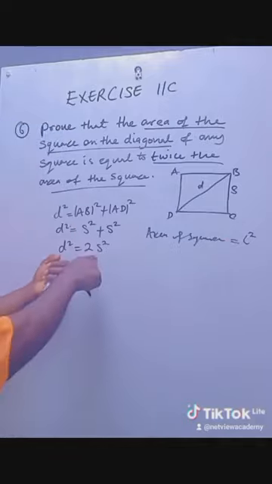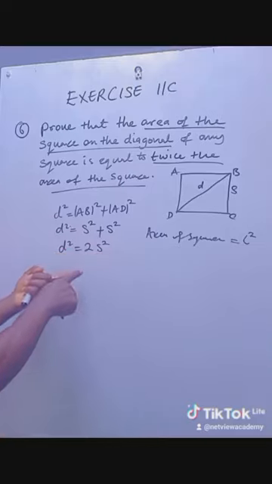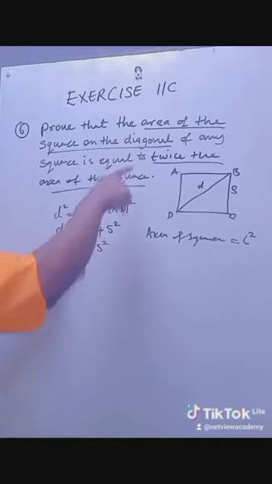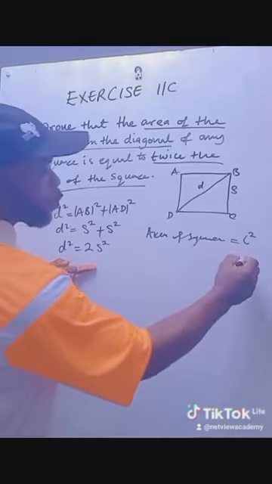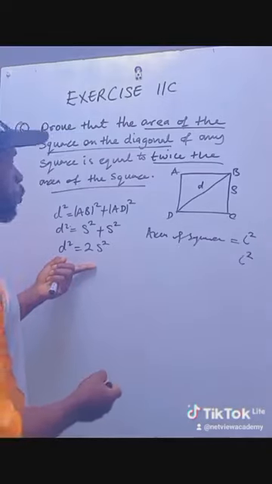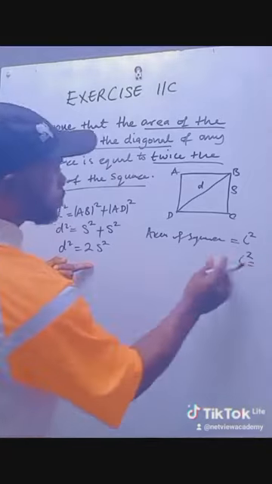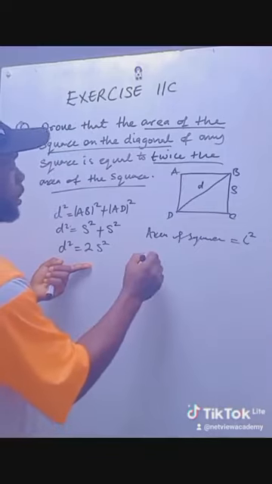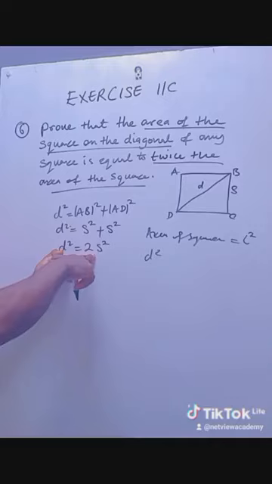Therefore, this expression is 2 times the area of the square. And the question says we should prove that the area of the square on the diagonal... Since the area of the square is L squared, we can also conclude that the area of the square on the diagonal is equal to D squared. Therefore, D squared is the area of the square on the diagonal, which is equal to 2 times the area of the square.